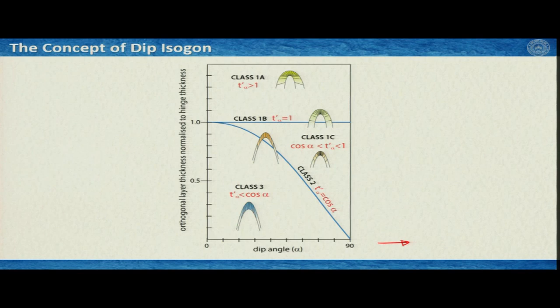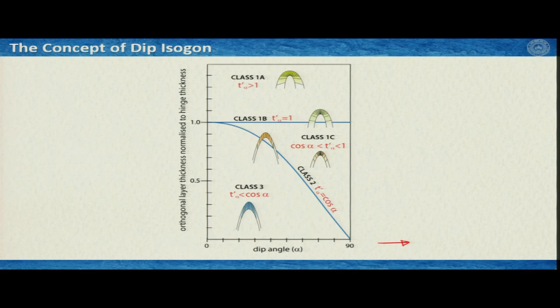So, the first class, which is above the normalized value 1, we call class 1a, where t prime alpha is greater than 1, and the fold geometry would look like this. Now, along the normalized value 1, we call it class 1b, where t prime alpha is equal to 1, and the fold would look like this. Then there is another curved line where T prime alpha is equal to cos alpha, which is this line. And the fold would look like what is drawn here.